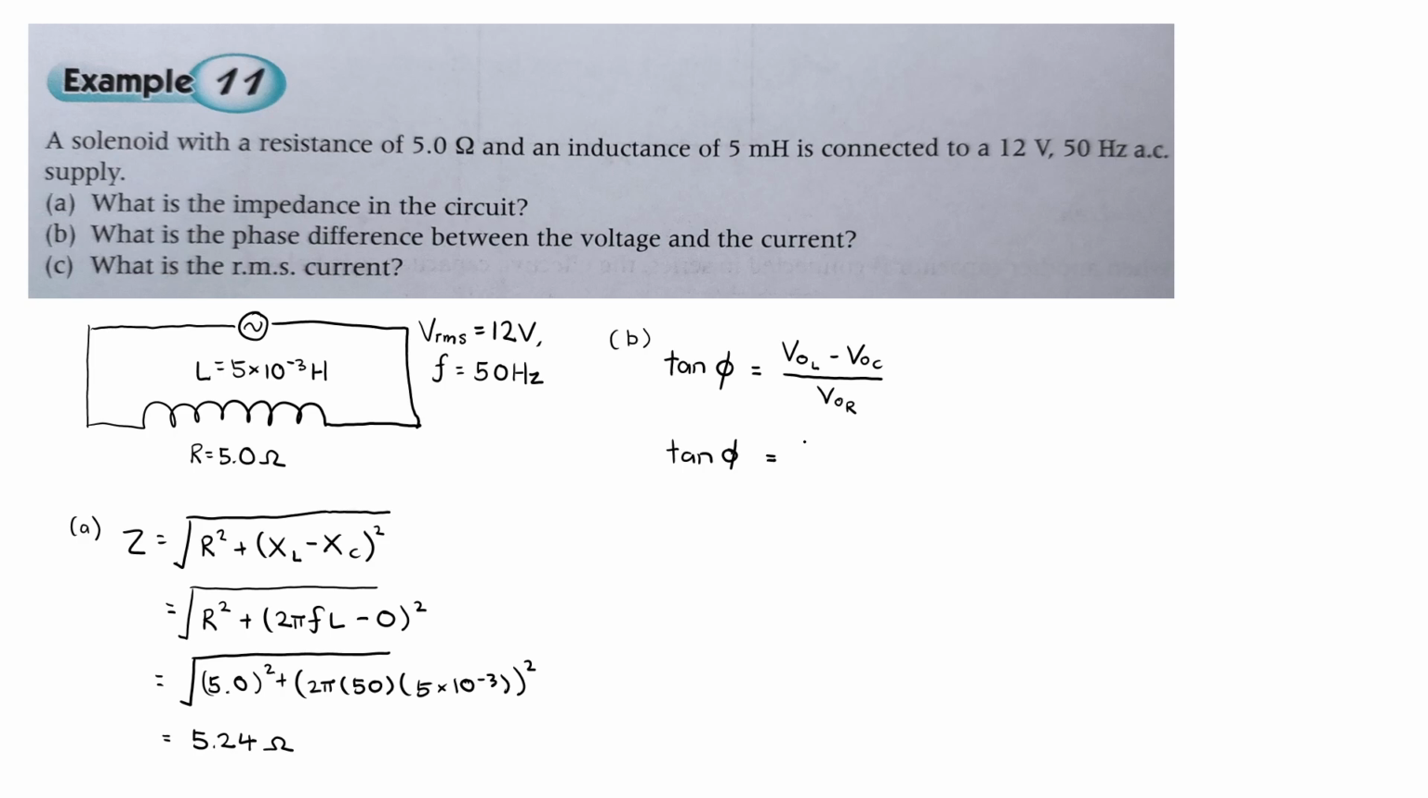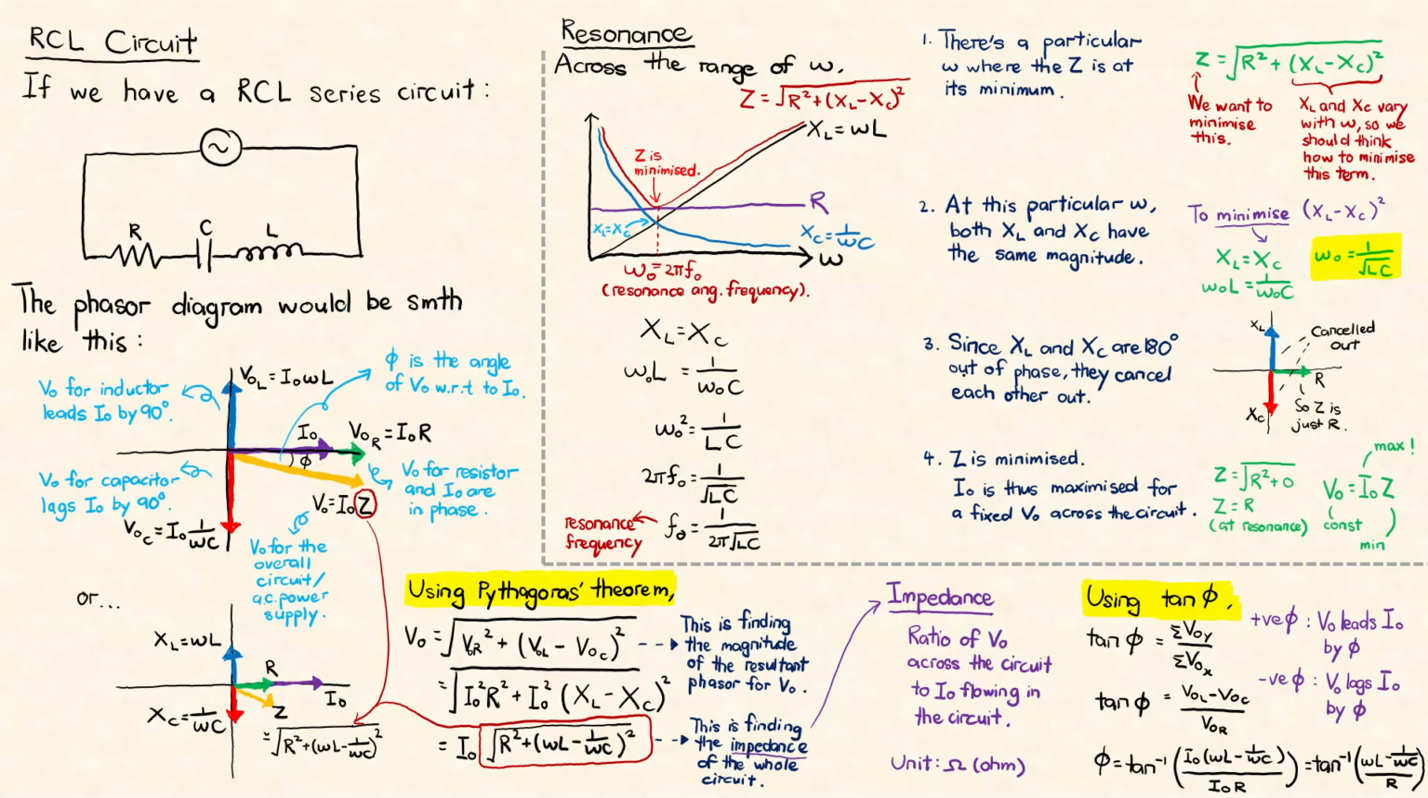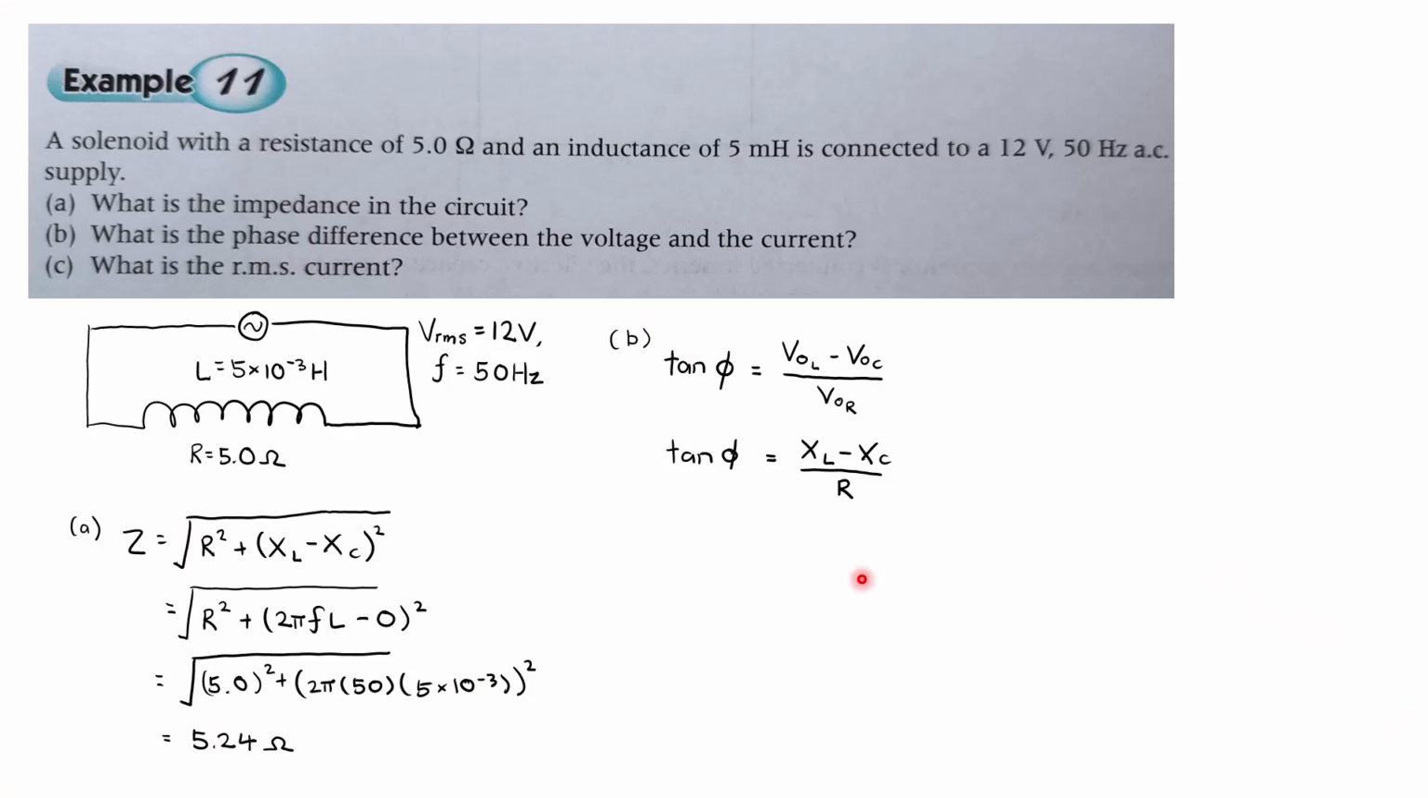There's also another version which is XL minus XC divided by the resistance. This equation here is obtained by factorizing out the current, the peak current, then simplifying it off, then you're left with basically just the reactance and the resistance. Okay, so this formula might work.